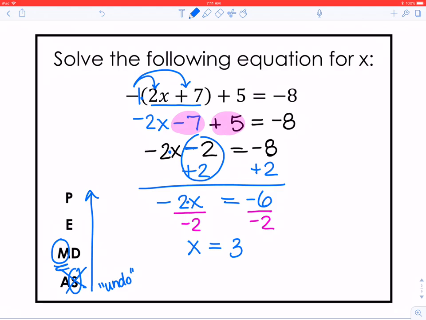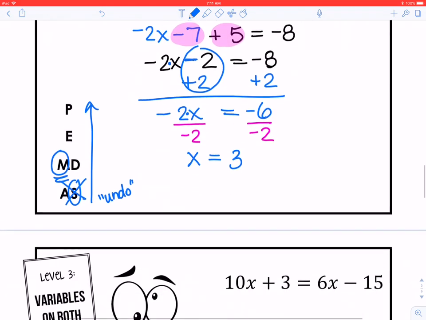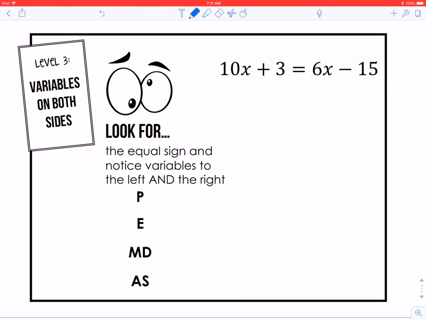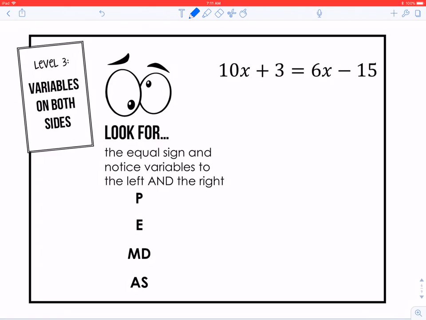Okay, nice job. So let's go to our third flap. Level 3 is when we have variables on both sides. So in this instance, when you're looking at your equal sign, you notice on this left side, we have a variable of x. And then you'll notice on the right side, it's not just a constant like it was in the last two examples. Here we have a variable on the right side as well.